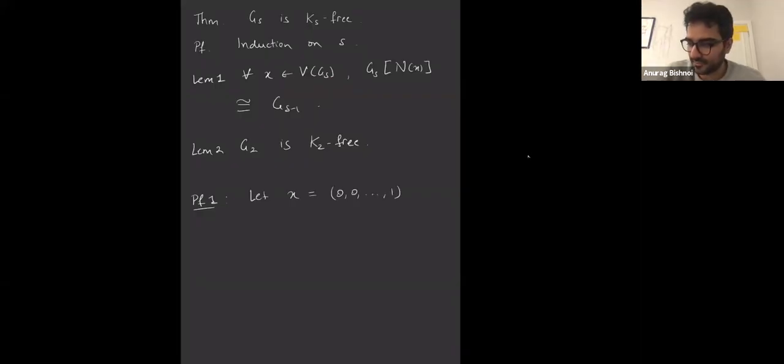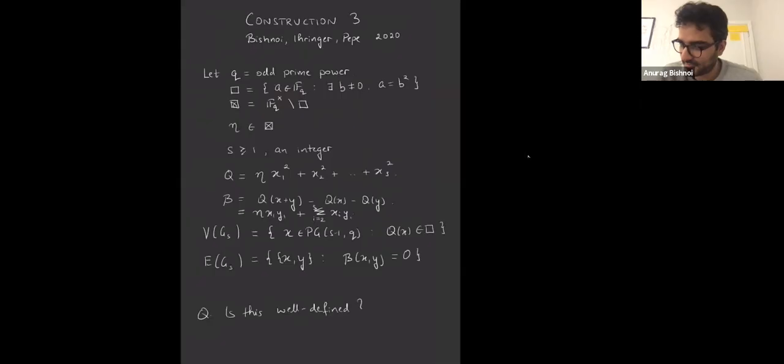Why did I pick that? Let's go back to the construction. If I pick the point where all the first xi's are 0 and only xs is equal to 1, then what happens in the neighborhood? Well, the neighborhood is just all the points where xs is equal to 0. When you look at this orthogonality, all the points orthogonal to the 0, 0, 0, 1 vector is anything where the last coordinate is 0.